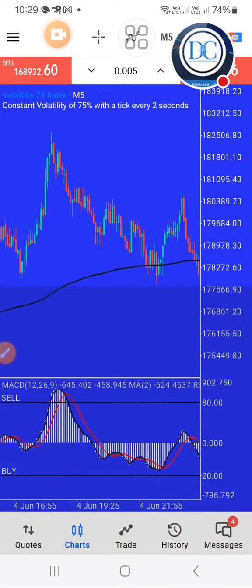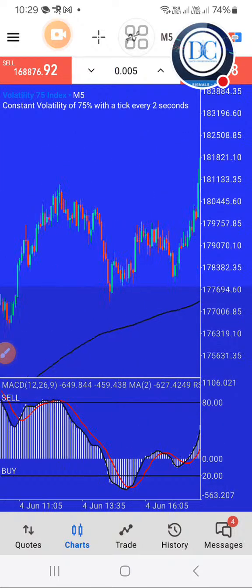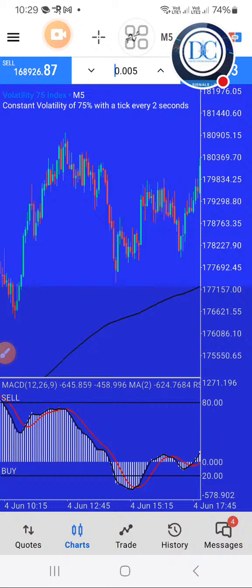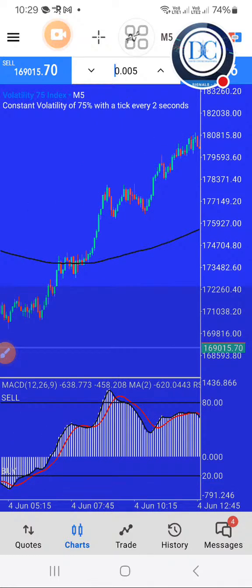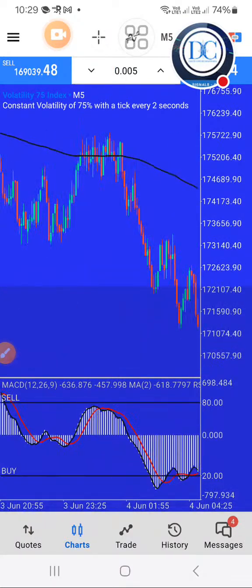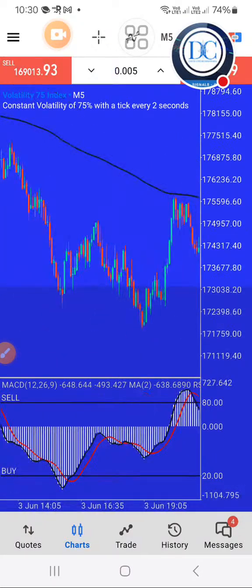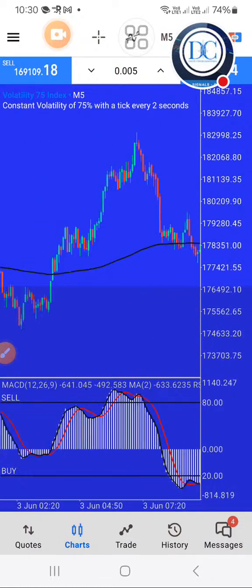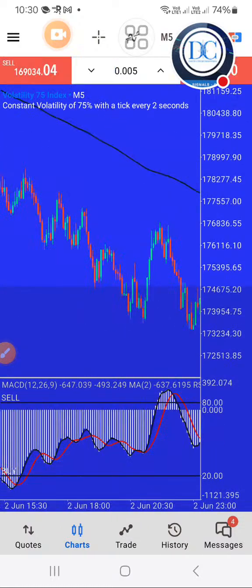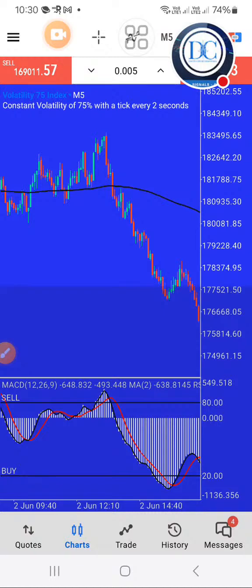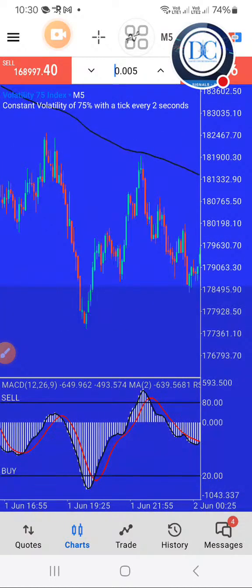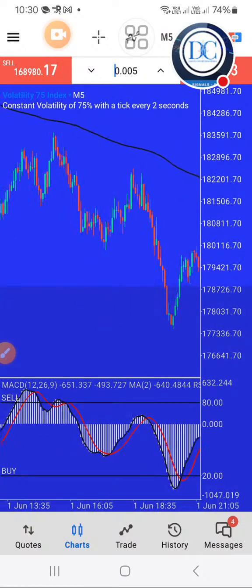Let's quickly look here. We're going to look at multiple examples and see how this strategy works. So let's quickly look at the buying conditions. We talked about selling. Let's first exhaust selling, then we can talk about buying. Let's look for a selling opportunity.